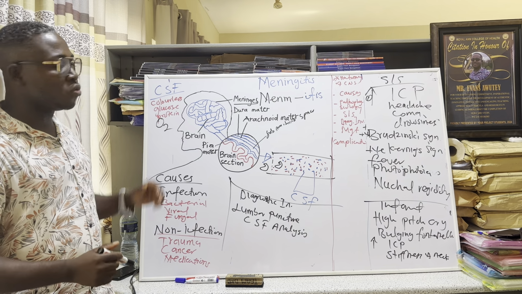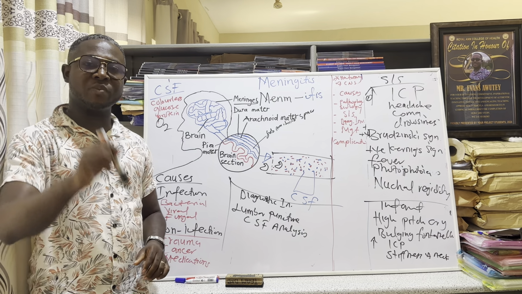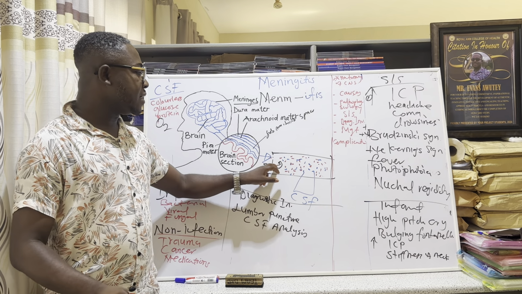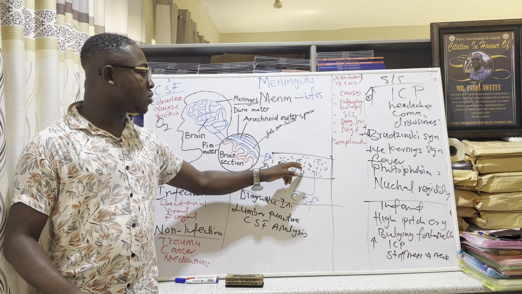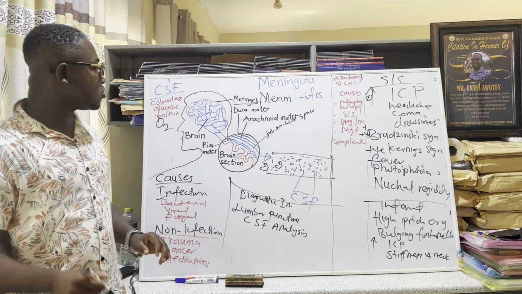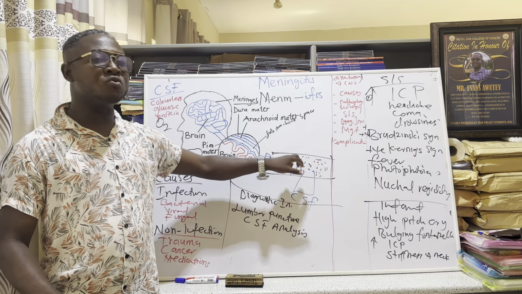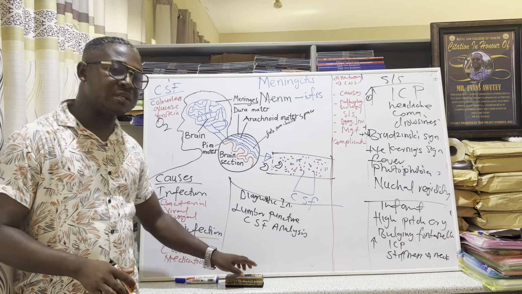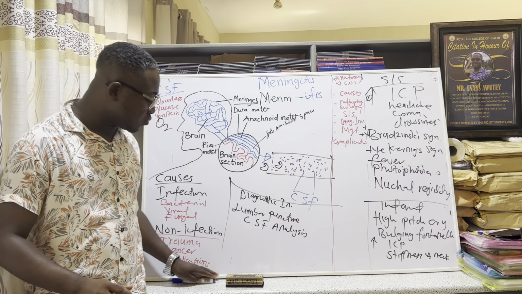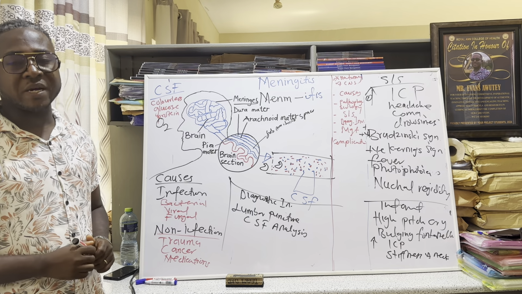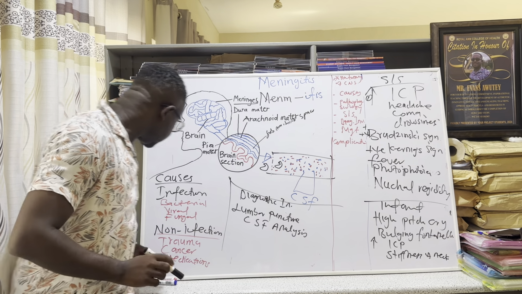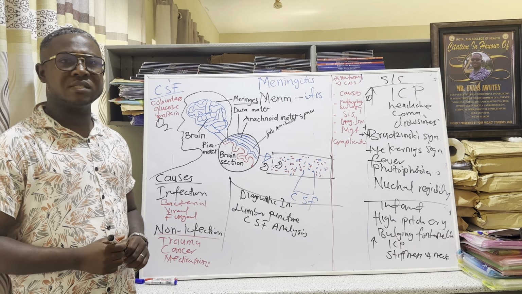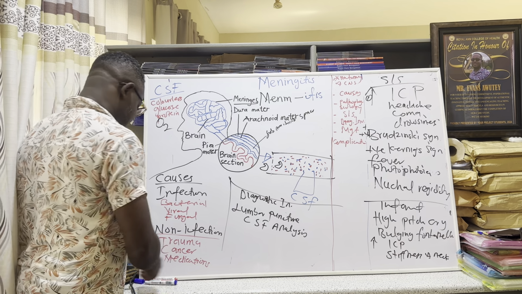Now, what of the glucose? The glucose level is expected to reduce because the bacteria and the antibody that also comes to fight against it are also going to depend on the glucose within the subarachnoid space, and so we expect that the glucose level will reduce, and that will also tell us that yes, this is bacterial meningitis. Now let's see how we can manage this condition as nurses.